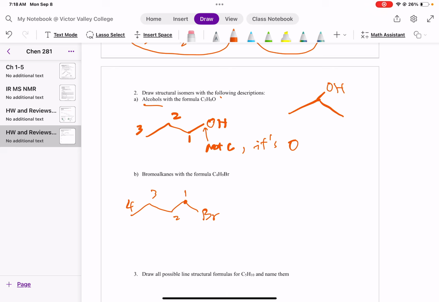Right there, CH2, CH2, CH2, that's 6 hydrogens. CH3, that makes it 9 hydrogens. Perfect. All right, now we can move the Br to carbon number 2. That makes another isomer.